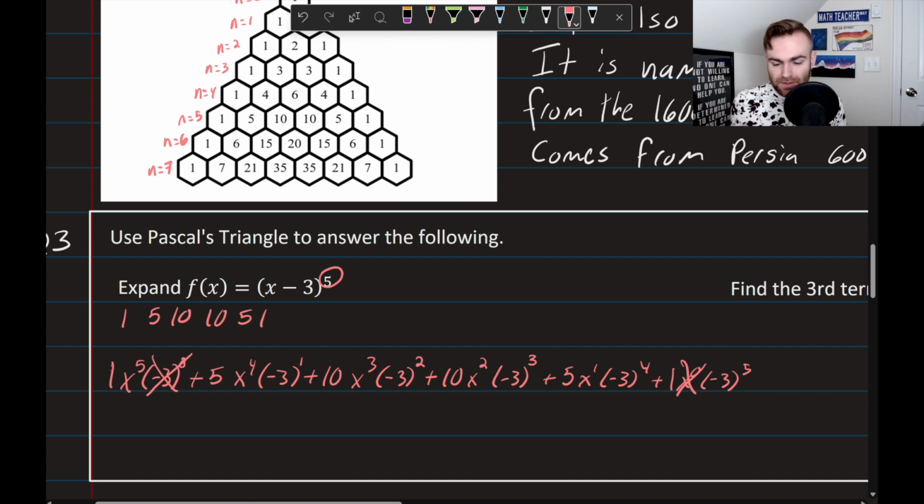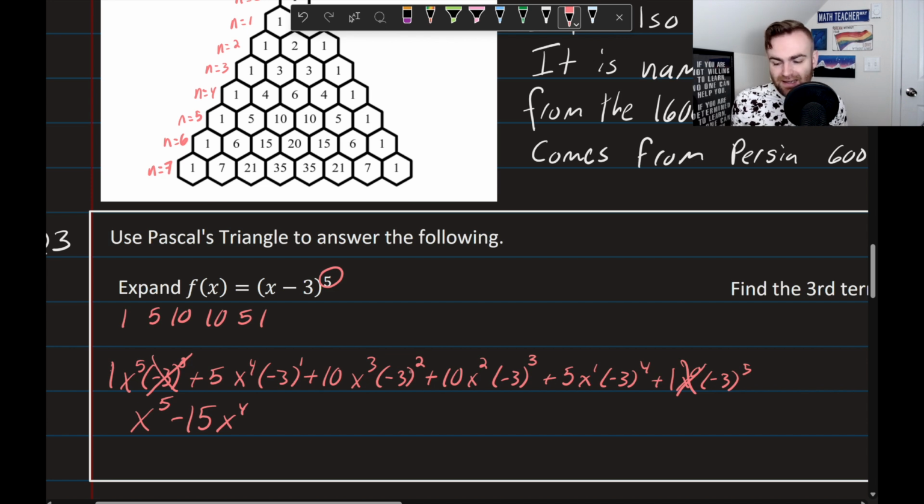Now we get to play with powers. So the first term is 1x to the fifth, or x to the fifth. Really nice. Now we have a negative 3 here, so when we raise that to an even power, we got to remember that's going to turn positive. If it's to an odd power, it's going to remain negative. So negative 3 to the first times 5 would be negative 15. So that would be negative 15x to the fourth.